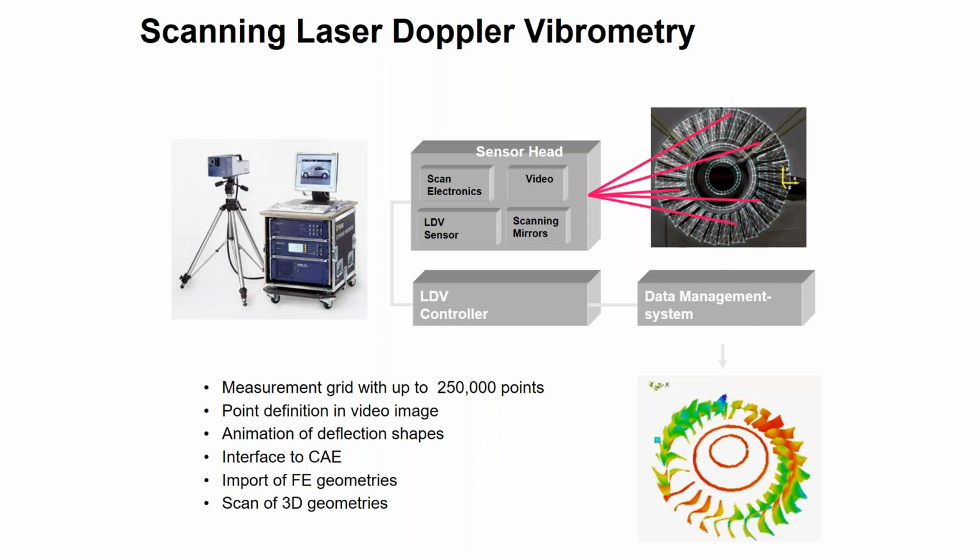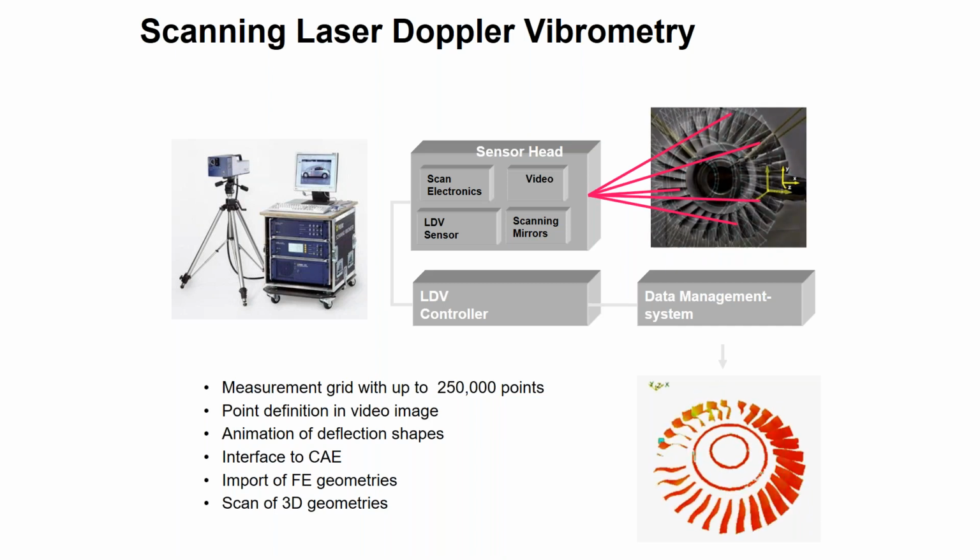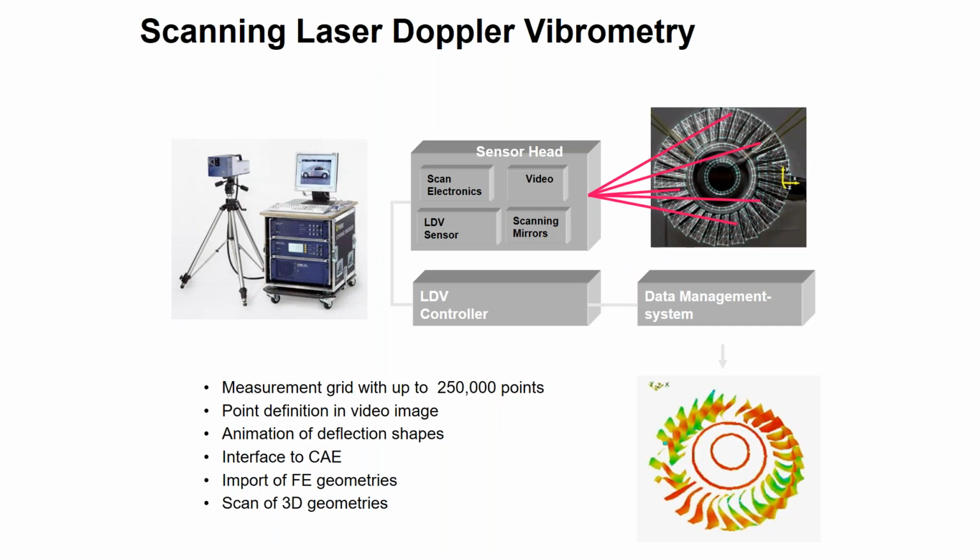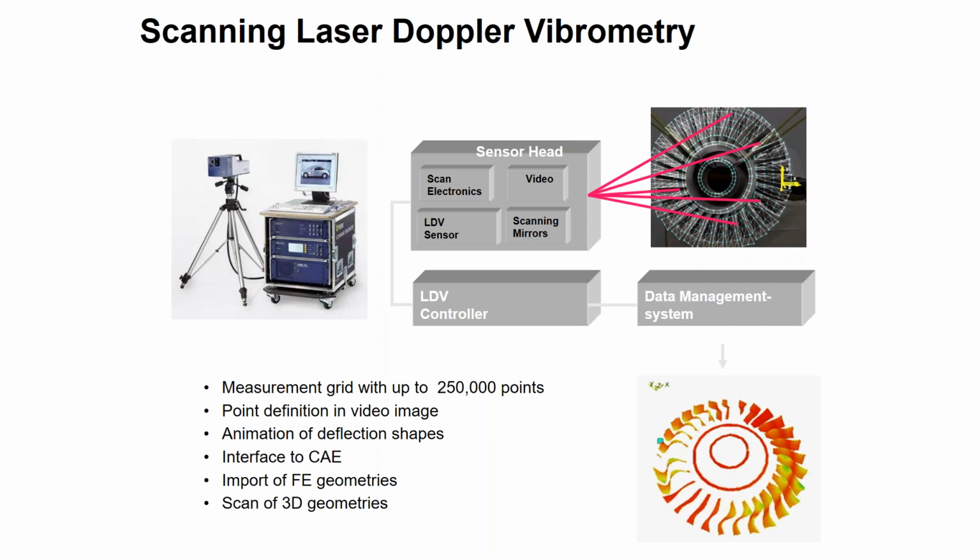But then if you can repeat that, we can go up to 250,000 points, take all those points. And then what we're showing you here is an example of a turbine blade. You can see this is one of the modes on the structure. You can see the vibration at a specific frequency, and you can see the blades that are vibrating at that specific frequency.